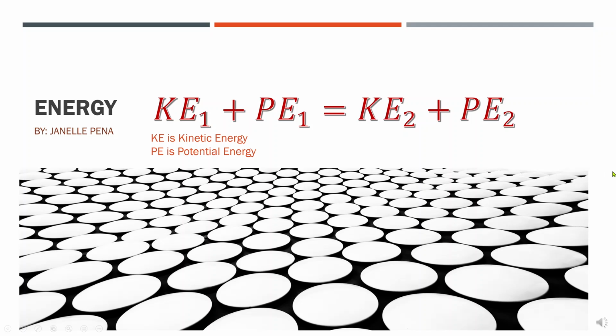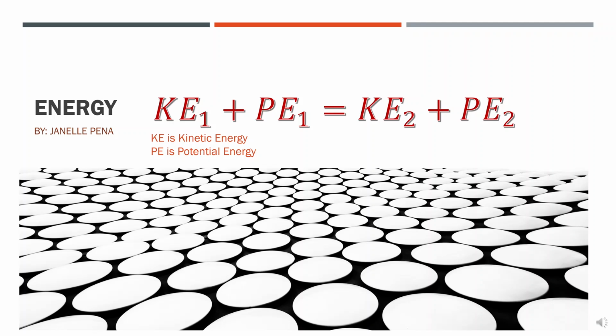Energy is all around us. And the cool thing about energy is that the total amount of energy never changes. How is this possible? Let's start by breaking down the work energy formula. The energy formula states that kinetic energy at the beginning plus potential energy at the beginning equals kinetic energy at the end plus potential energy at the end.